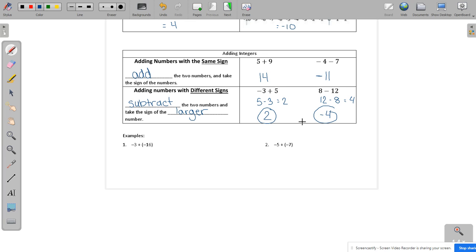Let's look at a couple examples. Negative 3 plus negative 16. We have the same sign, so we're going to add these two numbers and take the sign. So 3 plus 16 is 19, and our answer is negative. Number 2, we have negative 5 plus negative 7. Two of the same signs, so we're going to add. 5 plus 7 is 12, and we take the sign.